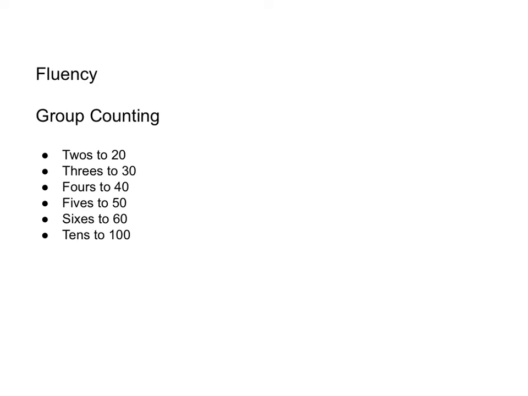Let's go backwards from 50 all the way down to 0. 50, 45, 40, 35, 30, 25, 20, 15, 10, 5, and we'd end at 0. Good work. 6s. These are going to be a little bit trickier. I'm going to go just a little bit slower.